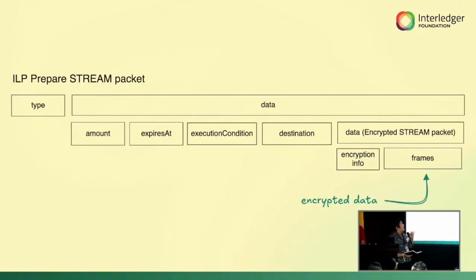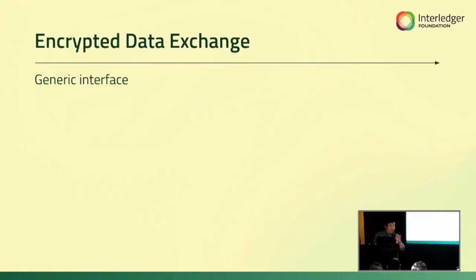So here we have a diagram of a single packet that is sent over an ILP Stream connection. And within the structure of this packet is an encrypted segment of data, or encrypted set of bits, that is reserved for arbitrary data. So we can use this frame to include the encrypted data to be exchanged. One of the main benefits of doing it this way is that it's a pretty generic interface. So theoretically, you could put anything in there.